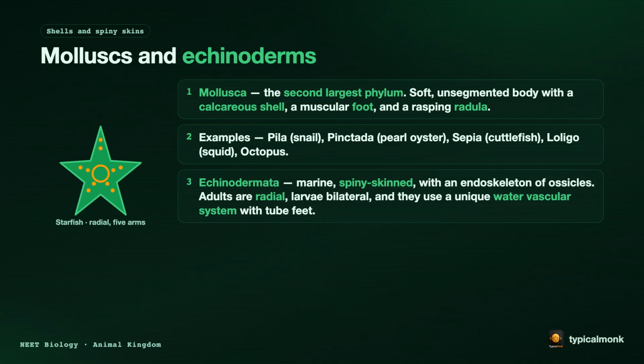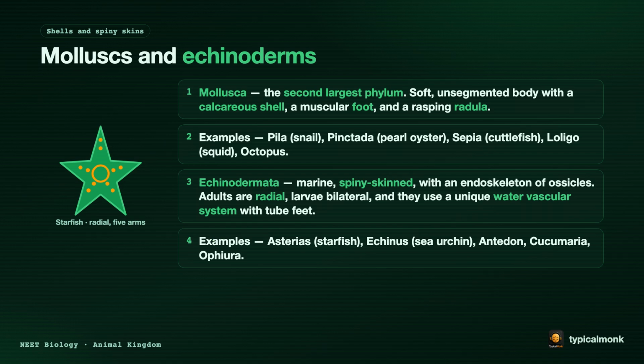Echinodermata, marine, spiny-skinned, with an endoskeleton of ossicles. Adults are radial, larvae bilateral, and they use a unique water vascular system with tube feet. Examples are Asterias, the starfish, Echinus the sea urchin, Antedon, Cucumaria, and Ophiura.